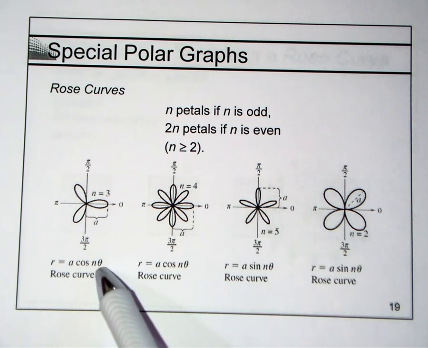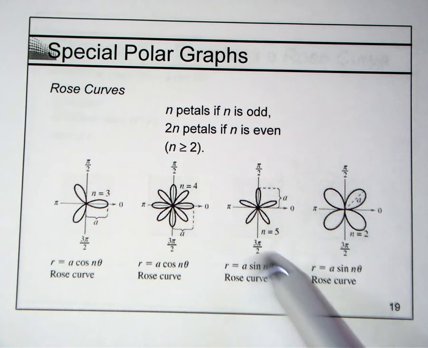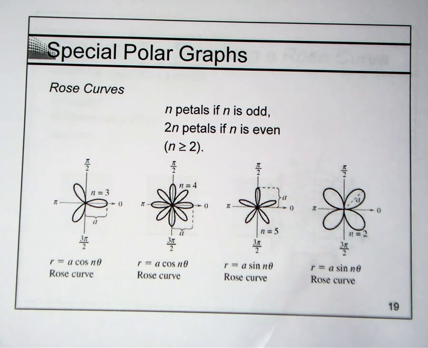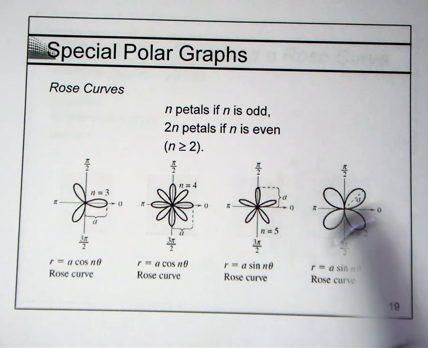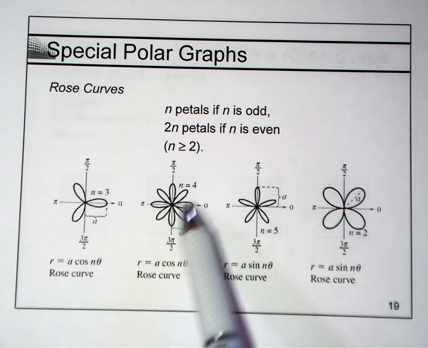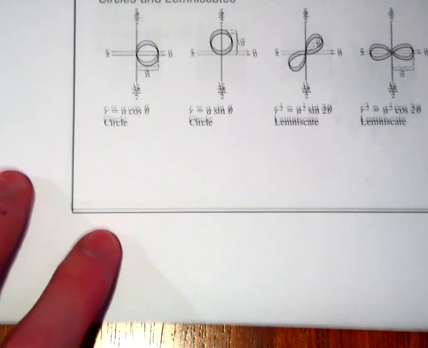If it is even, it works out to be twice as many petals. So if we had a 4, you're going to actually end up having 8 petals. Here it was 5, so there's only going to be 5 petals. Here it was only 2, but doubles up to be 4 petals. We're probably going to focus more on the 2s and the 3s. If you get to 4s and 5s, that would be a lot of loops to go through.